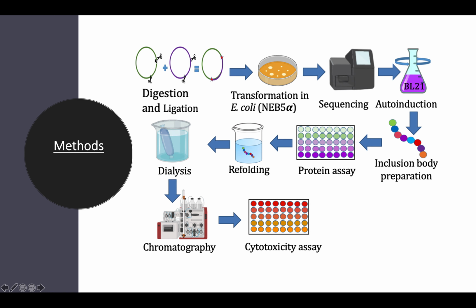Here, this is the digestion and ligation of creating the mutant plasmid. We used the SS1 LRGGS plasmid, DNase-I plasmid, and created the mutant plasmid, transforming it into E. coli NEB5 alpha cells. Performed sequencing, autoinduction with BL21 cells. An inclusion body preparation was performed, protein assay, refolding, dialysis, chromatography. We used an anion exchange chromatography, then cytotoxicity assay to determine how effective our RIT is.